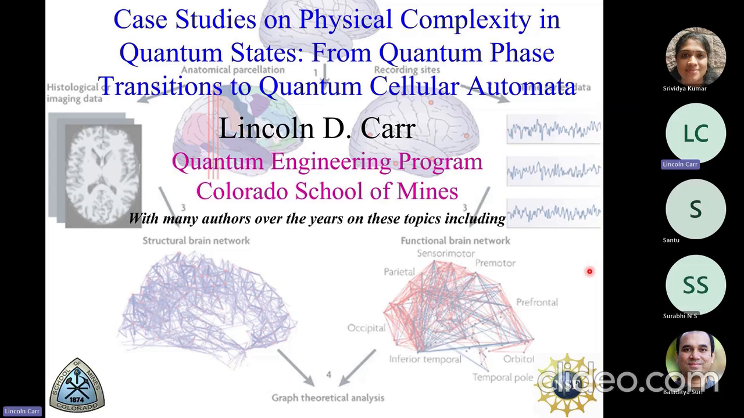Unfortunately, it's a little washed out, so I'm not sure if you can really see on the background that I have a structural brain network here and a functional brain network here. And the reason I have this is that I'm using mutual information as the main measure that I carry for the talk. I want to let you know that I drew this measure. Complexity of simply applying it to quantum systems.